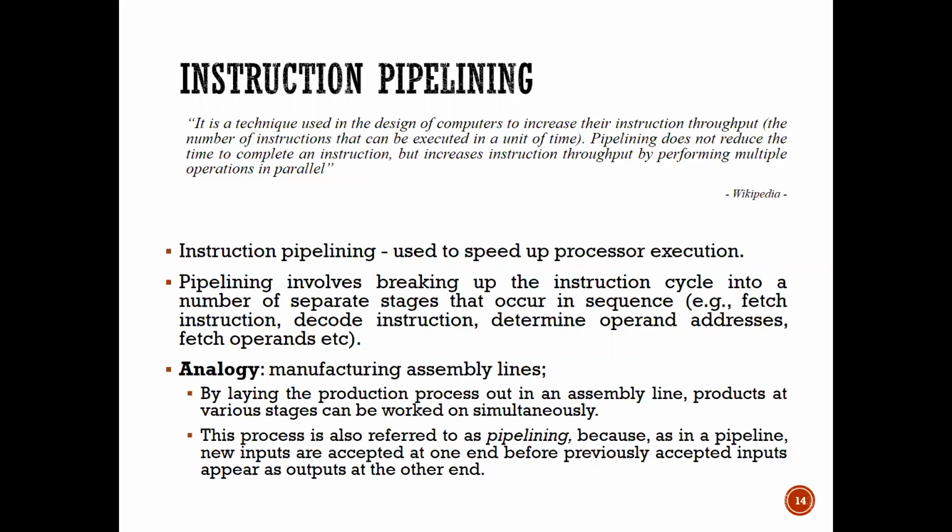Pipelining involves breaking up the instruction cycle into a number of separate stages that occur in sequence. For example, fetch instruction, decode instruction, determine operand address, fetch operand. Analogy, manufacturing assembly line. By laying the production process out as an assembly line, products at various stages can be worked on simultaneously. This process is also referred to as pipelining because, as in a pipeline, new input is accepted at one end before previously accepted input appears as output at the other end.